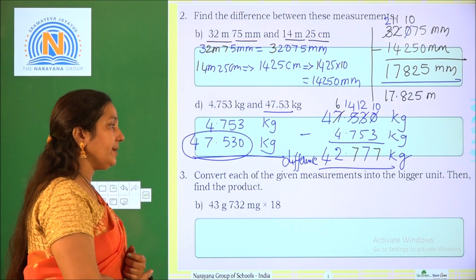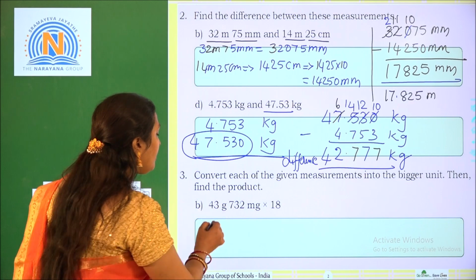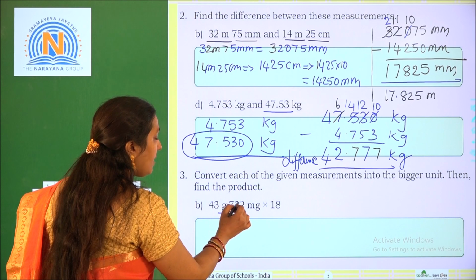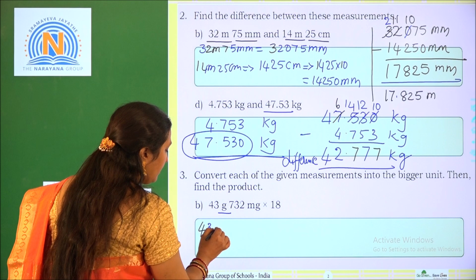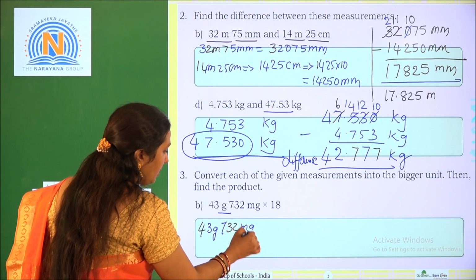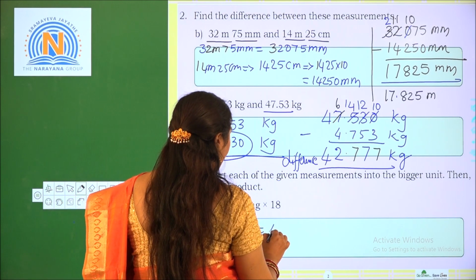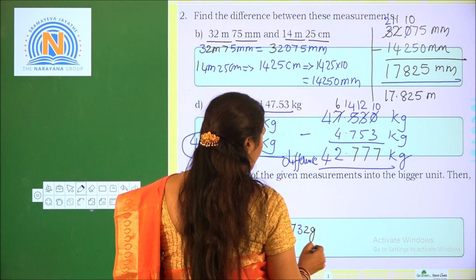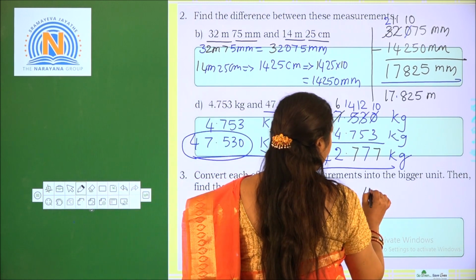Now coming to the next one. Convert each of the given measurements into the bigger unit, then find the product. So what is the bigger unit here? Gram. What is this one? Milligram. 43 grams 732 milligrams. So I am converting into the bigger unit. For that, what we have to do? We have to divide with 1000. So we'll get 43.732 grams. Now multiply into 18.